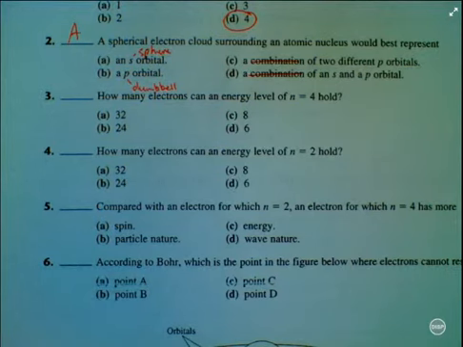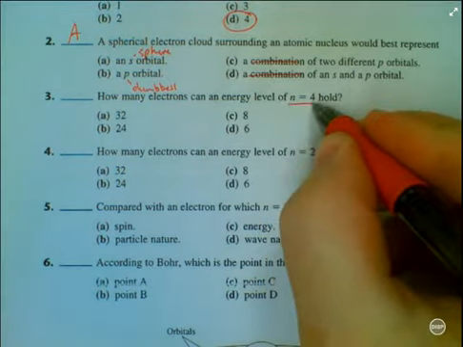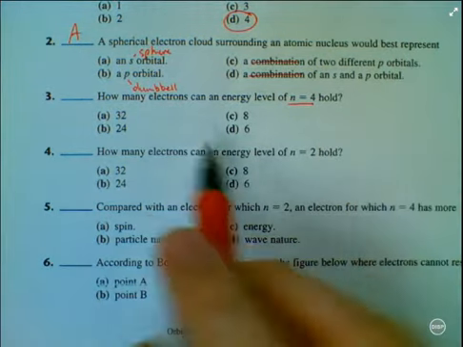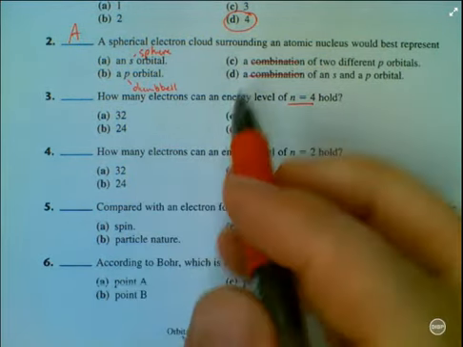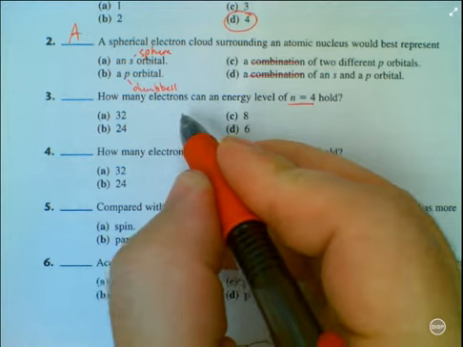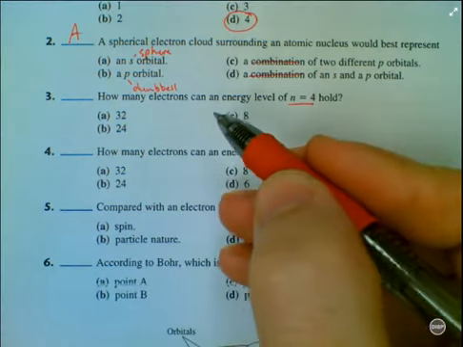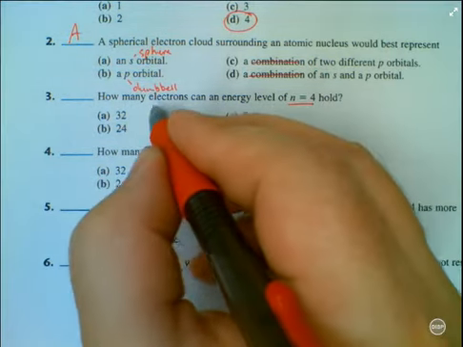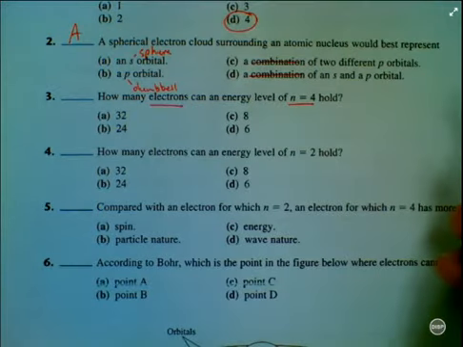Number 3, how many electrons can an energy level of n equals 4 hold? Okay, so we have the principal quantum number, an n value, and you want to be sure that you differentiate between, am I being asked about the number of orbitals, or am I being asked for the number of electrons? Here we are being asked for the number of electrons.